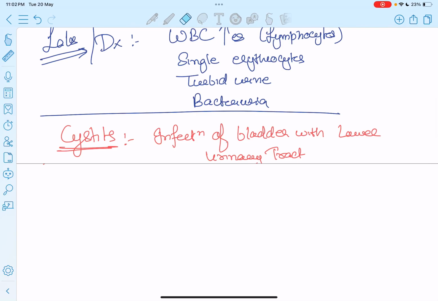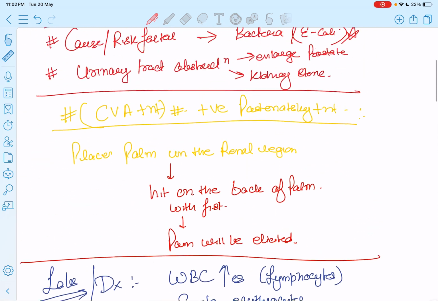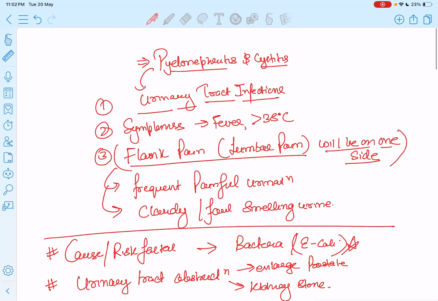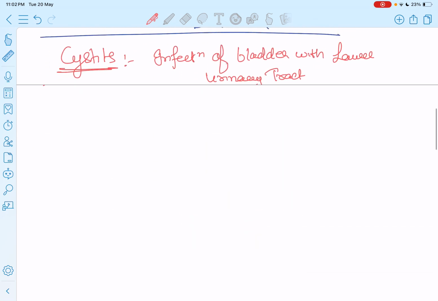Now we see cystitis, that is infection of the bladder, the lower urinary tract. So how can you differentiate between pyelo and cystitis? Cystitis is infection of the bladder, the lower urinary tract, and pyelo is infection of the upper urinary tract. So the upper urinary tract is pyelo, while the lower urinary tract is cystitis.